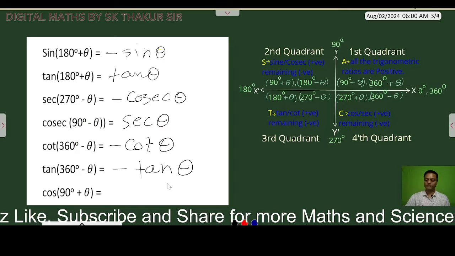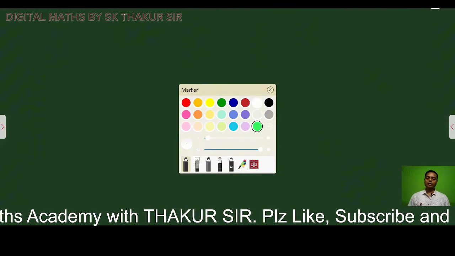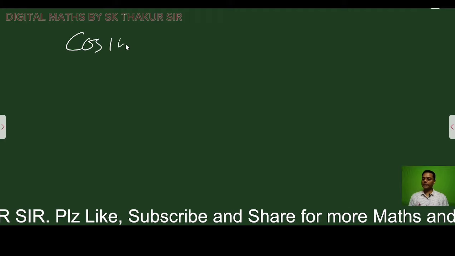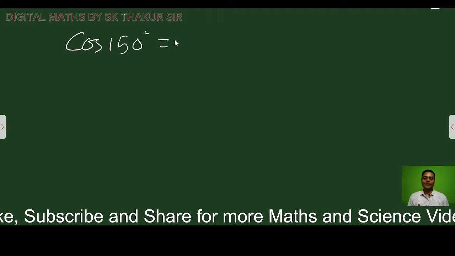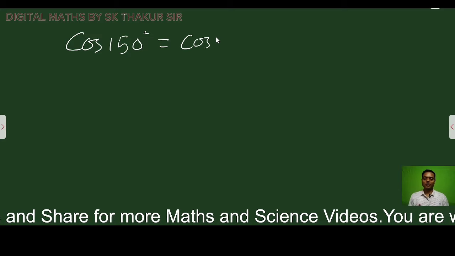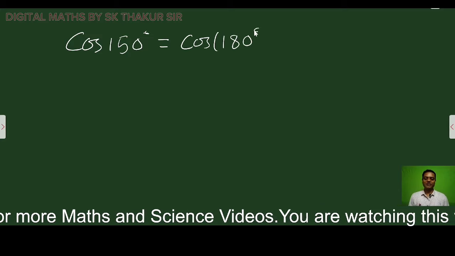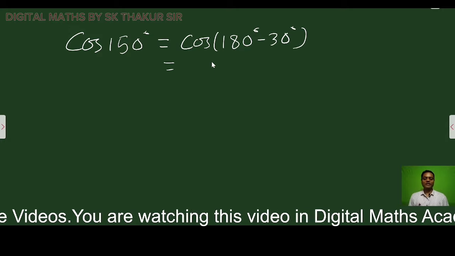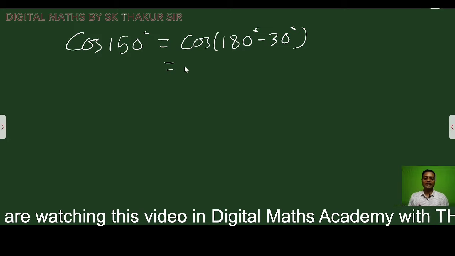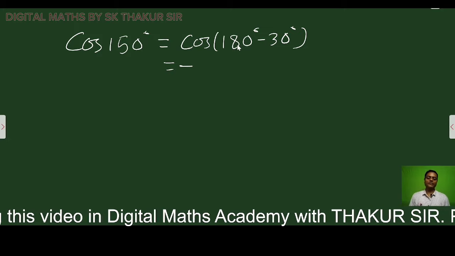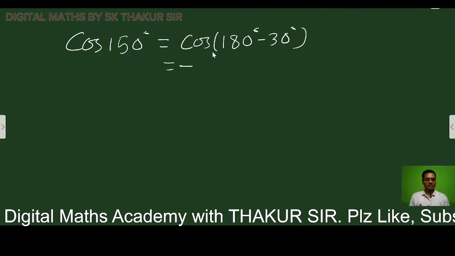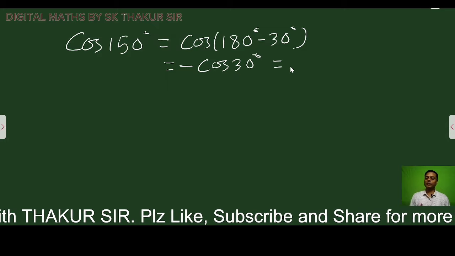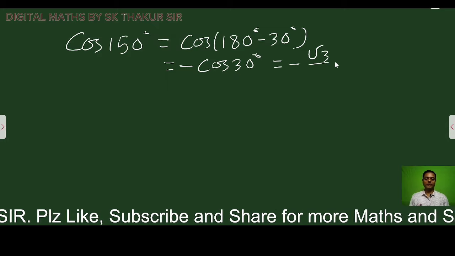Now the next part. Here we are going to find out some values. We have cos 150 degree. We can write cos 150 degree as cos of 180 degree minus 30 degree. It lies in the second quadrant and cos is negative in the second quadrant. But here we have 180 degree, so cos doesn't change, so that will be equal to cos 30 degree only, and its value finally is minus root 3 by 2.